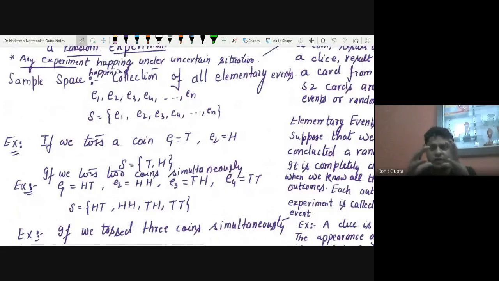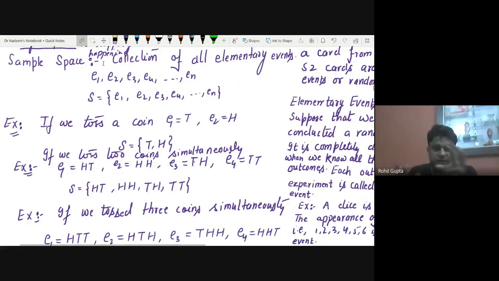What about the sample space? Collection of all elementary events, all possible elementary events. Every experiment is associated with elementary events. So the collection of all these elementary events is nothing but the sample space. For example, if we have e1, e2, e3, e4 up to en, if we have n number of elementary events, then the sample space is e1, e2, e3, e4 up to en.